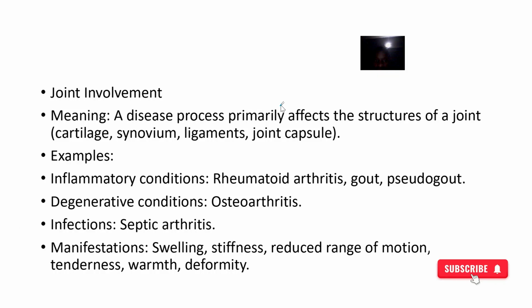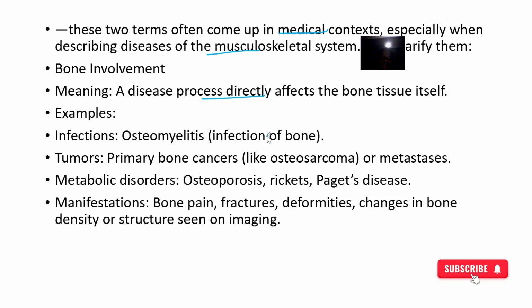Okay, so let's quickly look at the definition of joint involvement. It's just a disease process that primarily affects the structures of a joint: cartilage, synovium, ligament, joint capsule. Do you understand? Why this one is the bone itself.